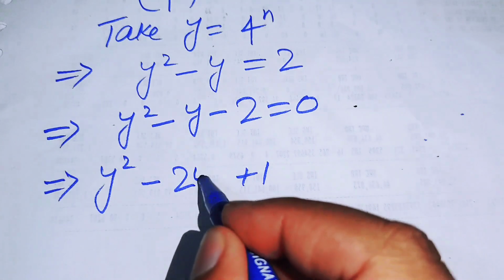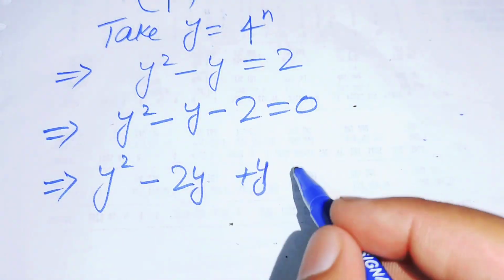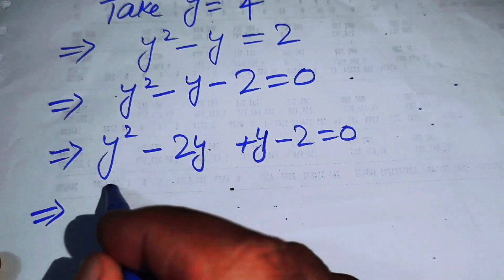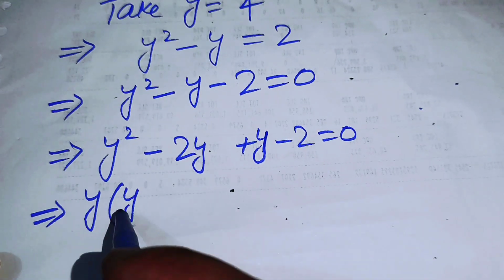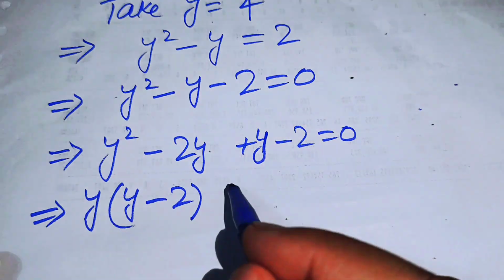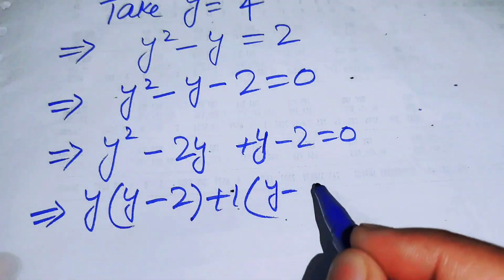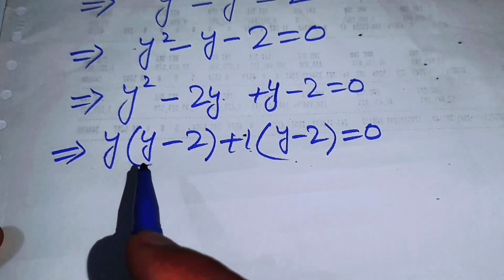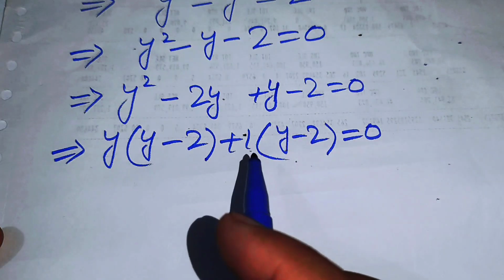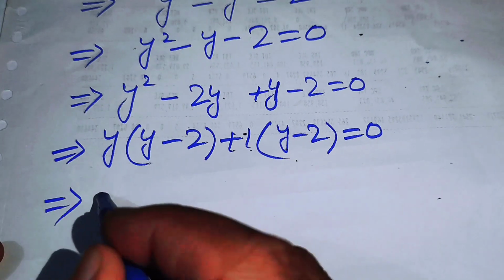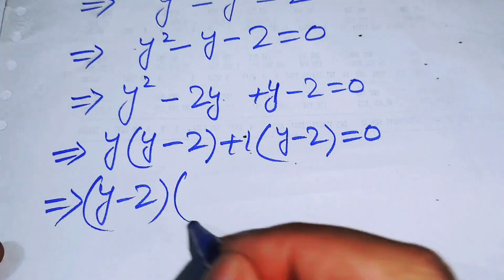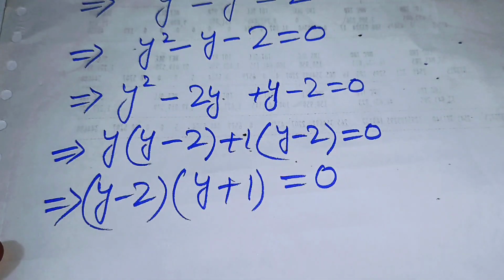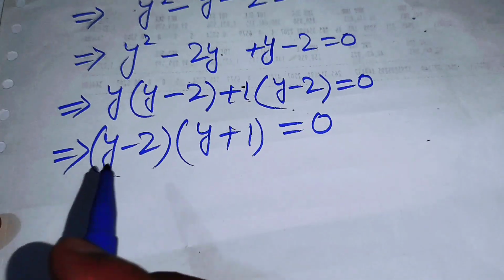And now I can just write y here, and this is the minus 2 is equal to 0. So this is our factors. And now we take common y on the first two terms and you get y times y minus 2. Similarly we take common plus 1 on the other terms and you get y minus 2 is equal to 0. After this step you can see y minus 2 will be a common term on the left hand side, so that we take common y minus 2 and we get y minus 2 times y plus 1 is equal to 0.